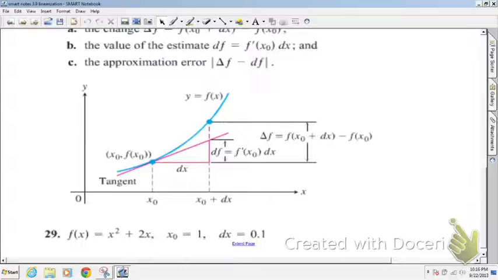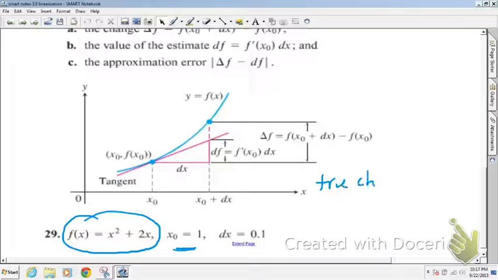Okay, so we have to be given a function though, so let's see what function we were given. F of x is equal to x squared plus 2x is our function. X naught is 1, dx is 0.1. So the true change, I like to think of it as true change. It's really just f of b minus f of a.